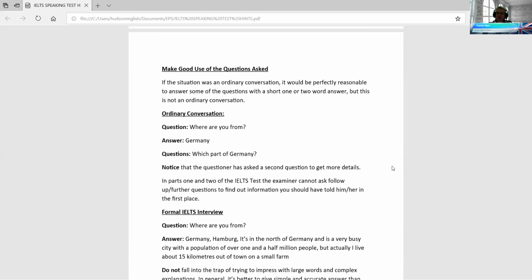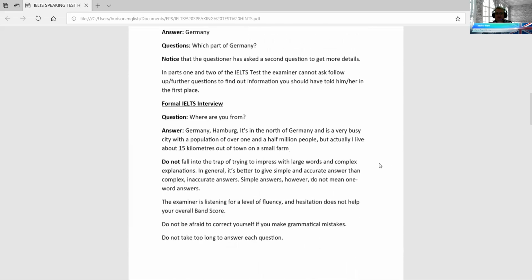Now, in part one, they do sometimes ask follow-up questions because they know you're nervous and they're trying to help you get into the exam and give you a chance to improve. But by part 2 and 3, you really need to be shining, but it's better to shine from the start. Show that you have good skill.